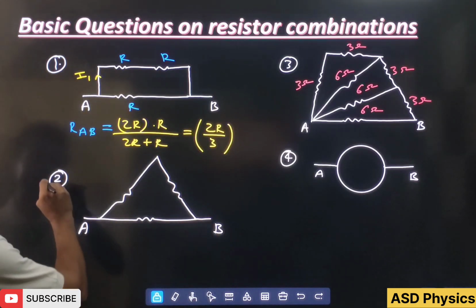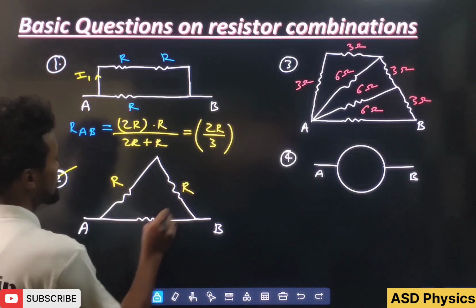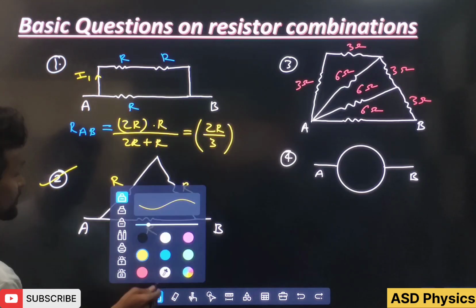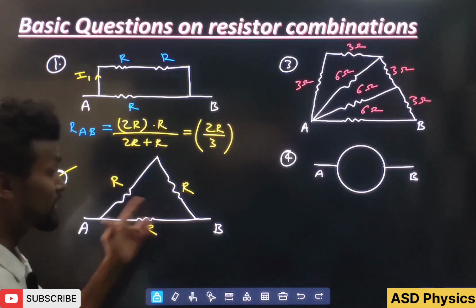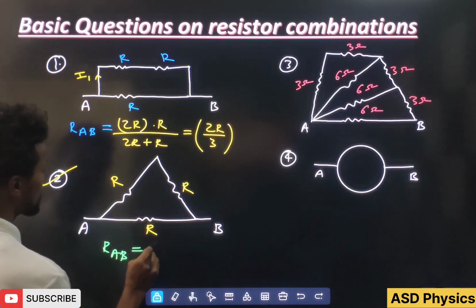Okay, next one, similarly if we see the second one. Second one, what is there, students? See, this is R, and this is R. So tell me, answer same or different? Answer will be same only. Design does not matter, connection matters. Here also 2R by 3. Here also it will be 2R by 3. Okay. So see here, this RAB will be 2R by 3.